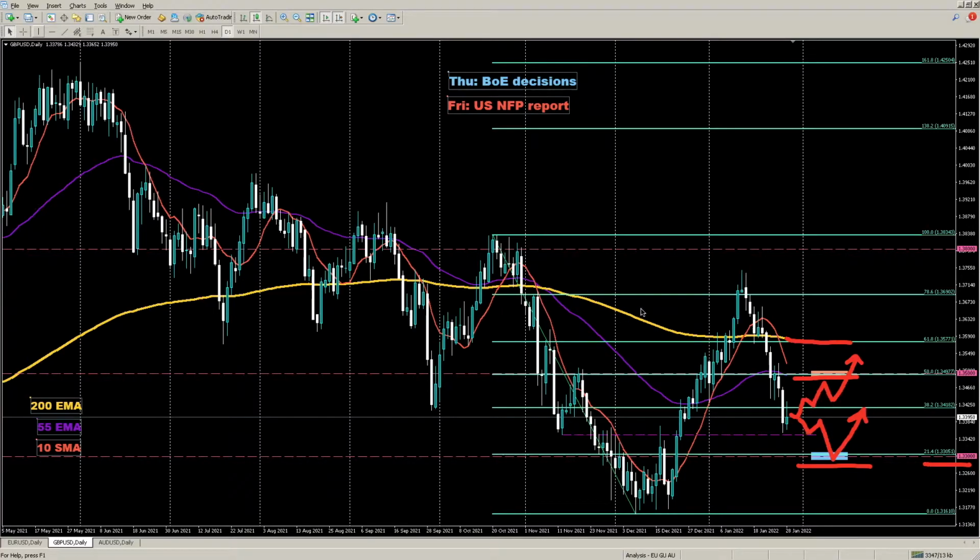All right, so this is a critical week for the cable with resistance at 135, and if there's any hawkish news from the Bank of England, then it could try to drive through the resistance and retest the daily 200 EMA and the 62 pip extension. And also it's exposed to Friday's US non-farm payroll report.